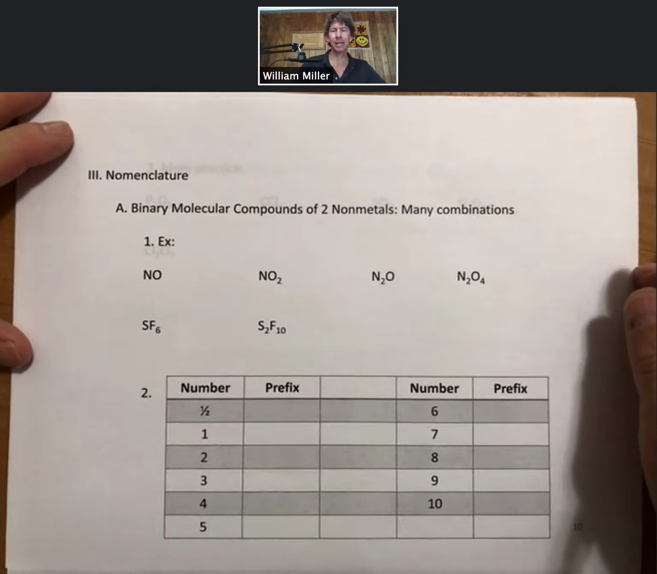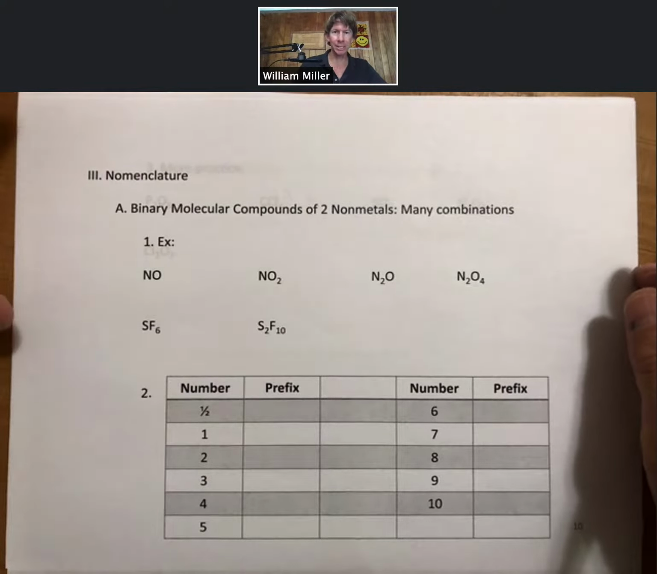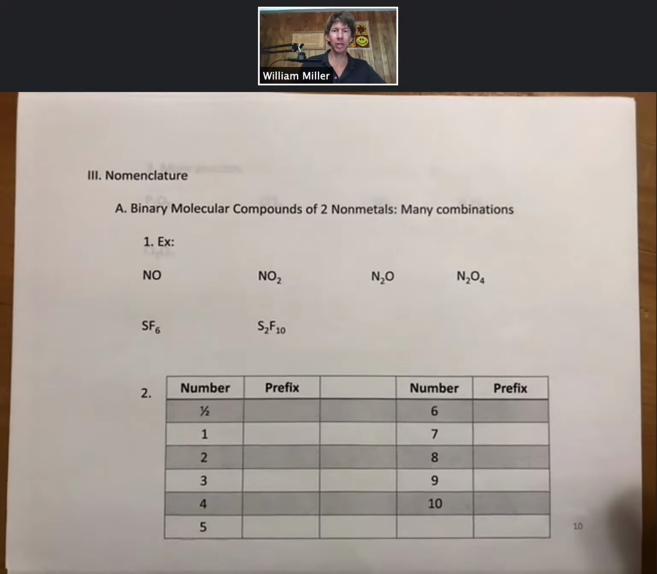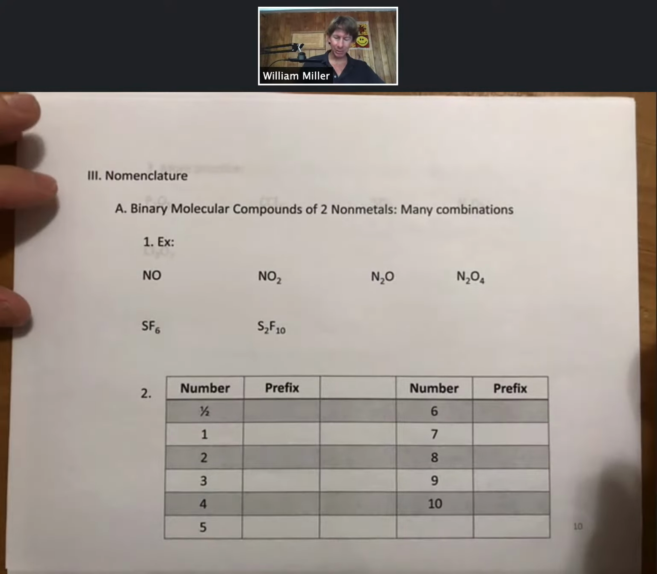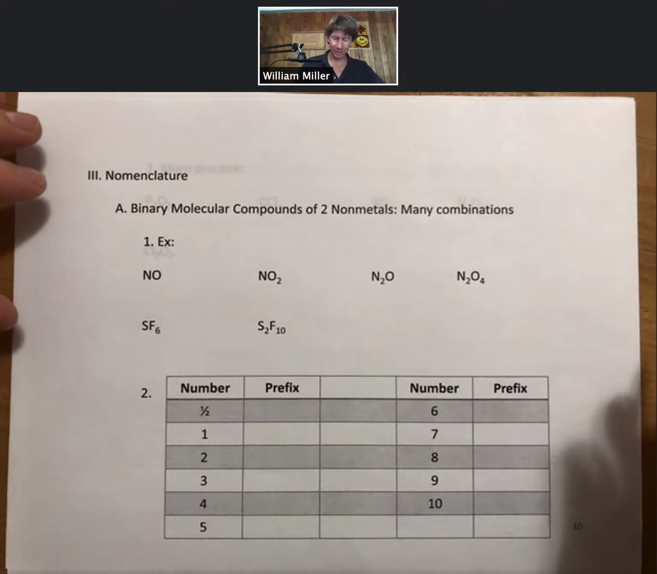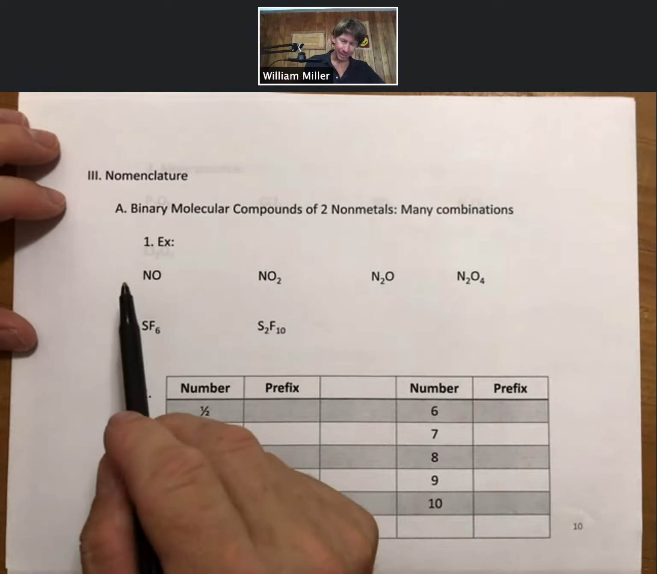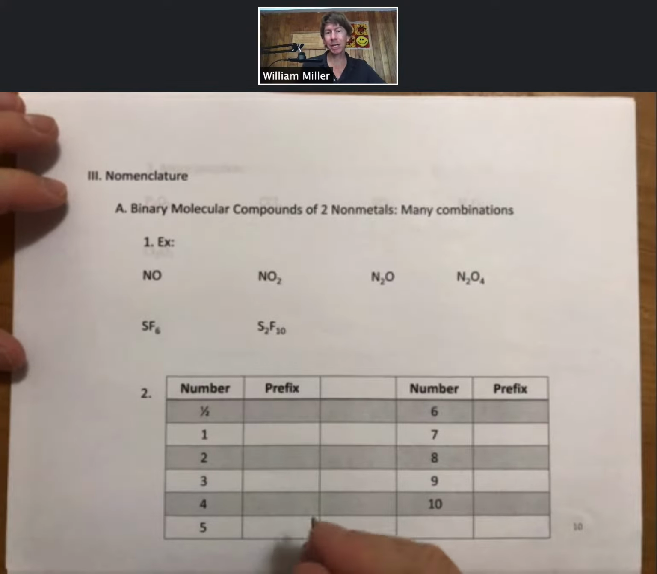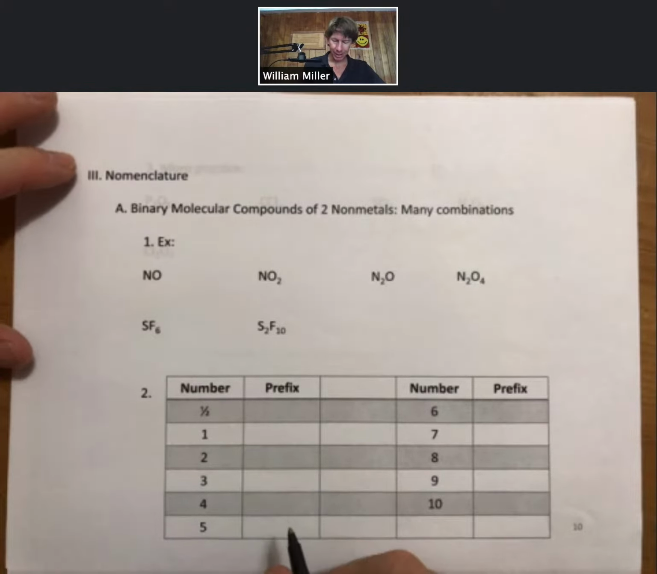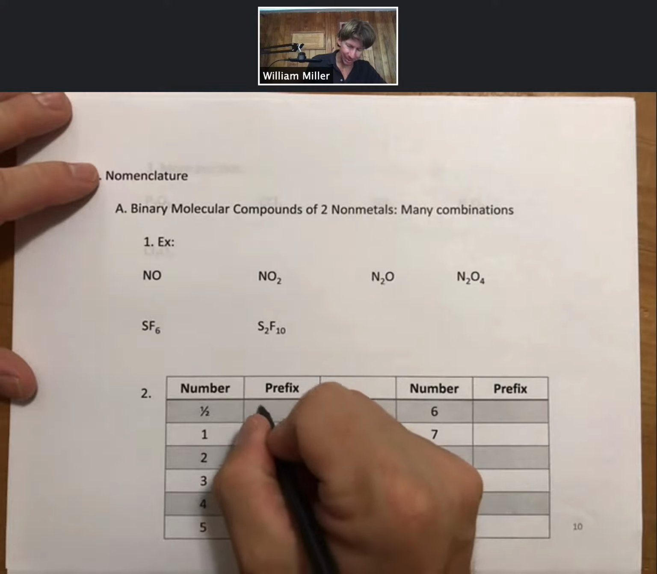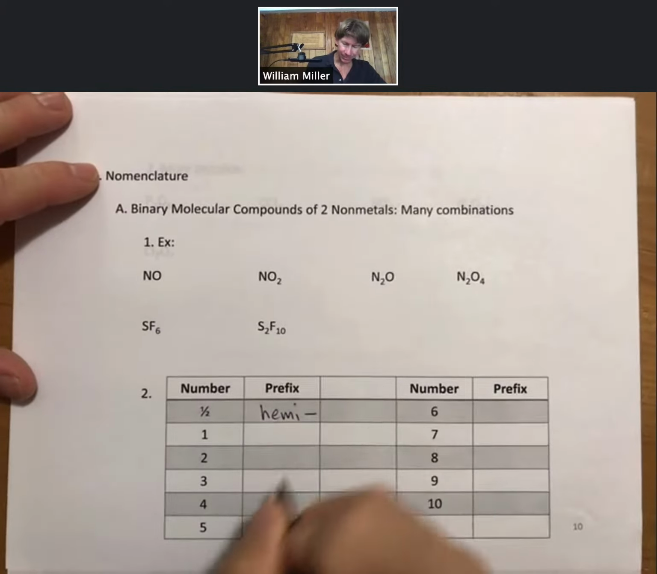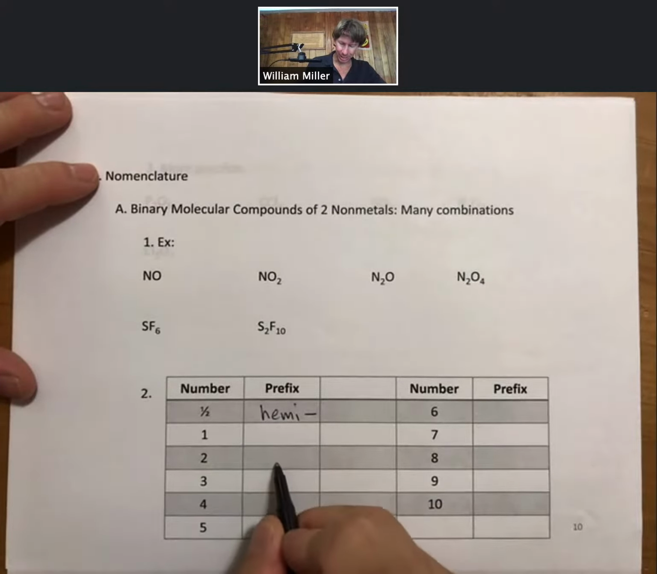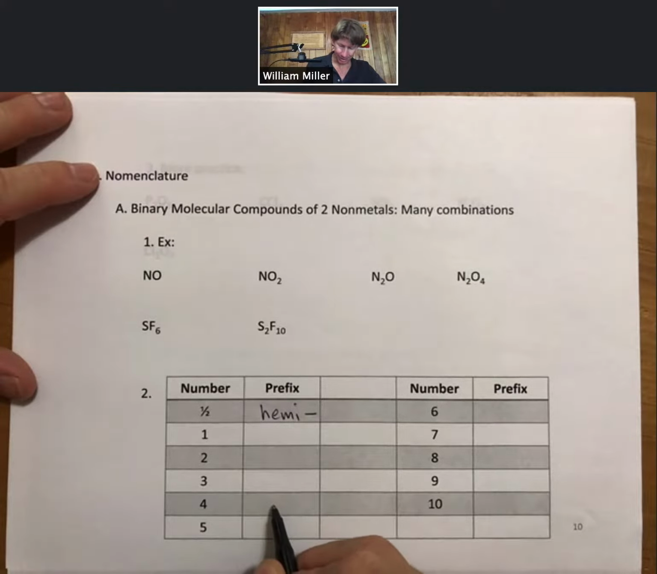So unlike ionic compounds, where there's just one set of ions for each charged ion compound that it forms, and they combine to cancel the charges out, there are many options, and so we will need number prefixes for these. Looking at some of these examples, let's go through what the number prefixes are. The prefix for half is hemi. Then mono, di, tri, tetra, and penta.